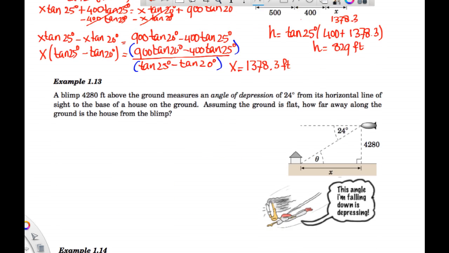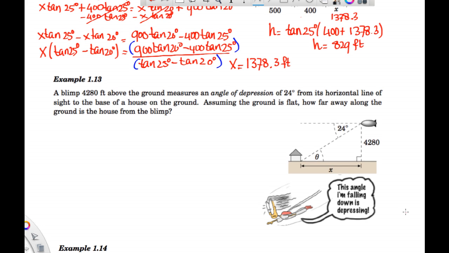Alright, another one. A blimp 4,280 feet above the ground measures an angle of depression. So depression is going from the horizontal line down, D for down, and this angle is 24 degrees. Assuming the ground is flat, so assuming that there really is a parallel line here, how far away along the ground is the house from the blimp? So we want to know the distance from here to here. Well, if these two lines are parallel, then these angles must be the same. So theta is also 24 degrees.